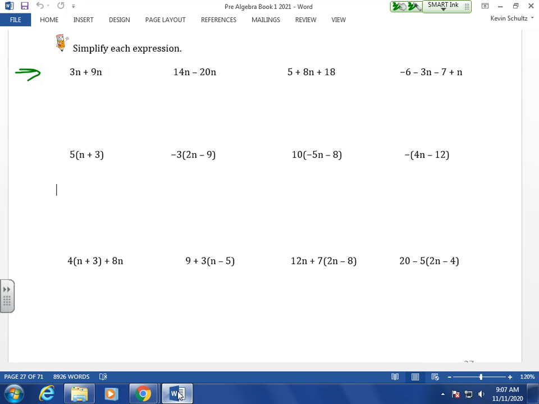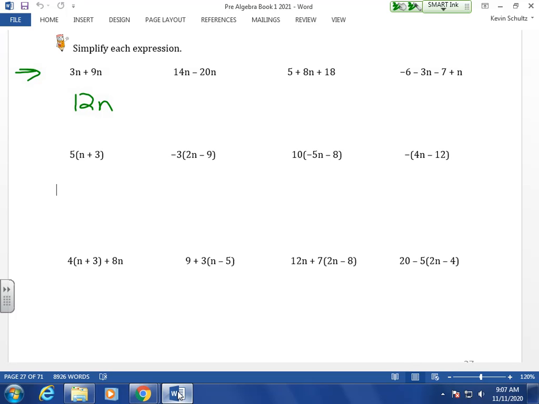3n plus 9n is the same as having how many n's? 12 n's, okay? Those coefficients, the 9 and the 3, just get added together. The n doesn't change because it represents what the object is. We have 3 of them. We get 9 more. Total, we have 12.